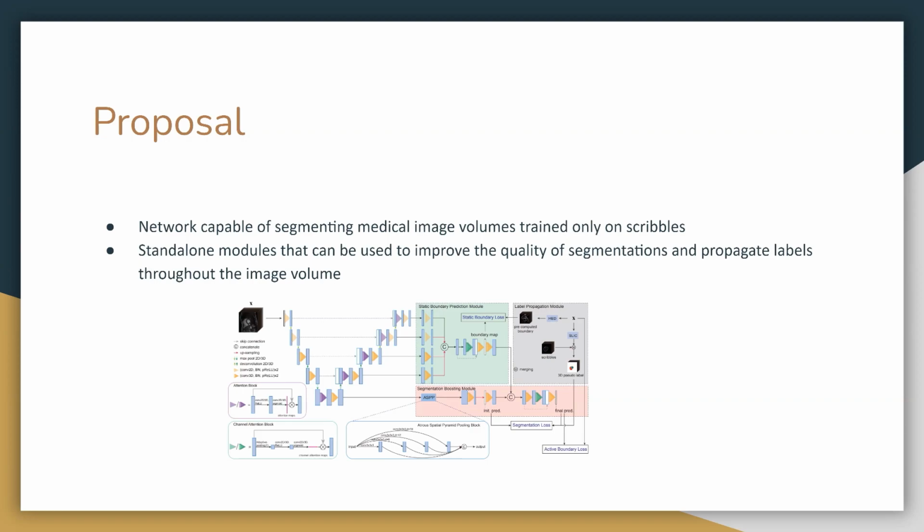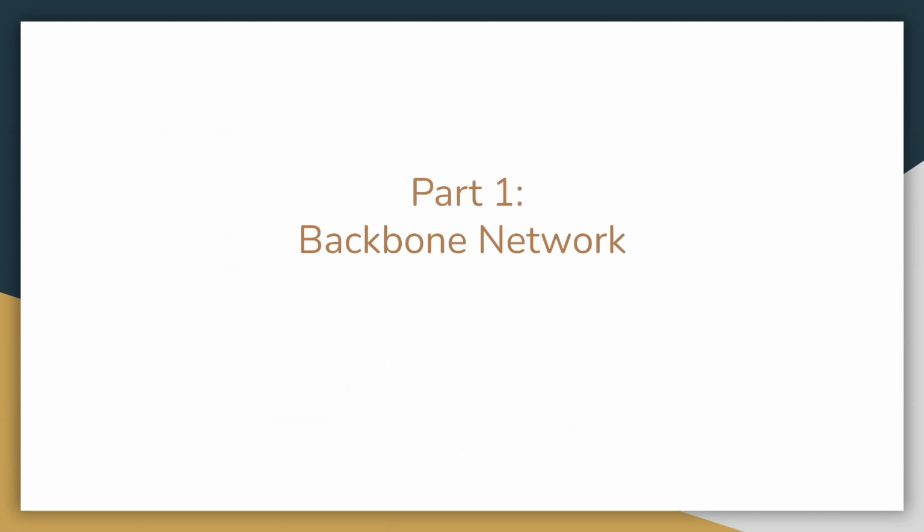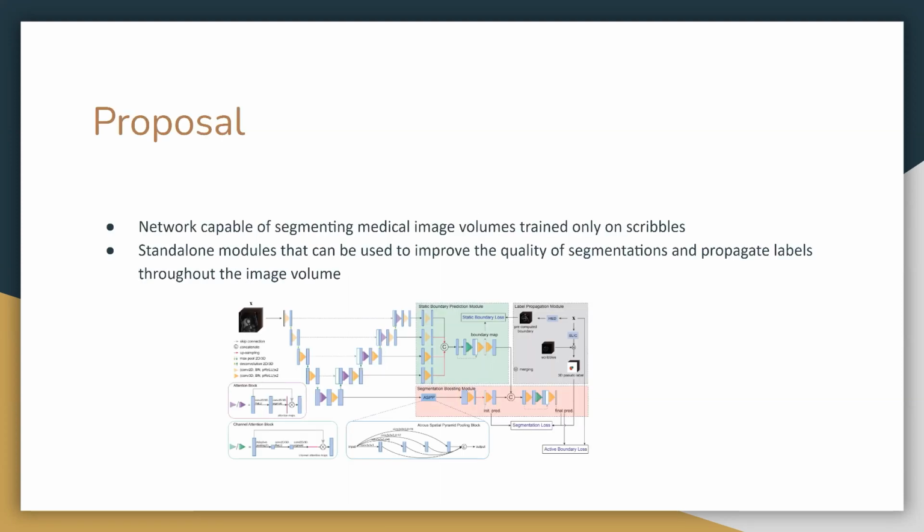So on top of proposing a network that is capable of getting state-of-the-art segmentations in terms of weakly supervised methods using just scribbles, they also propose these standalone modules that can help improve the quality of segmentations done anyway, and a way to propagate labels given in a 2D space throughout an entire 3D image volume. And kind of jumping ahead, the network is cool, but I really think these modules that they came up with are really ingenious.